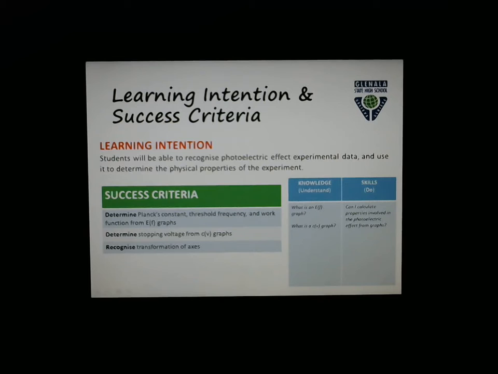Now, you'll notice I haven't mentioned anything about what Planck's constant is, what the threshold frequency is, what the work function is, what the photoelectric effect is. That was all the previous video. This video assumes that you've got your head wrapped around this. This is just going to be looking at the graphs and the practical type stuff that you could be expected to understand for your exam.